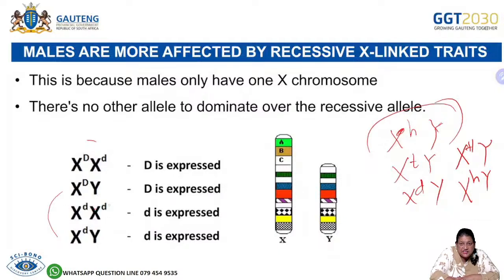This female is hemophilic because she got two recessive alleles on both her X chromosomes. And this woman here, she's normal because she got the recessive allele on only one X chromosome, and the other X chromosome is masking it. The dominant allele of normal is masking the recessive allele. Okay, so that's how we represent our alleles.